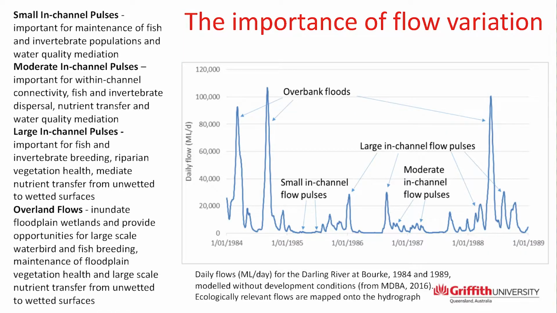So this has got lots of words on it. Don't worry about the ones on the left. I'll go through those in a sec. The other part of variability in river systems is that you need the whole suite. You can't just get stuck with the big flows, you need the small flows and the in-channel small, moderate and large floods as well as the overbank flows for the whole system to work.